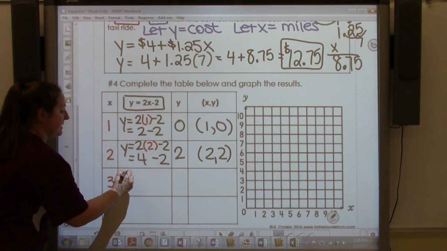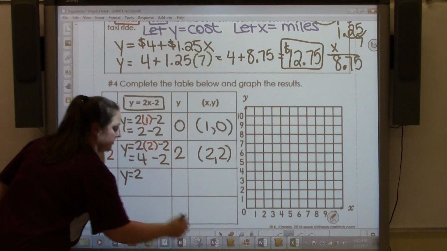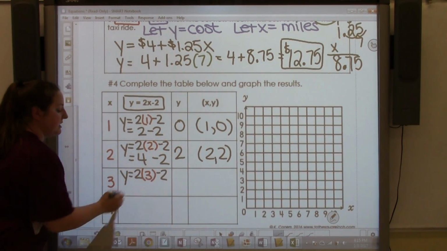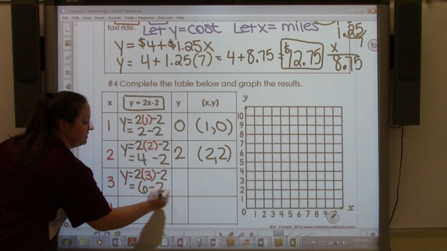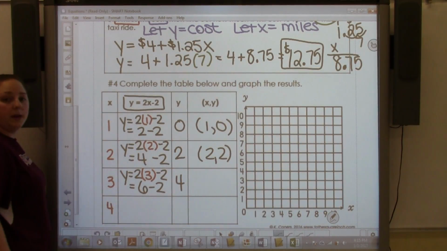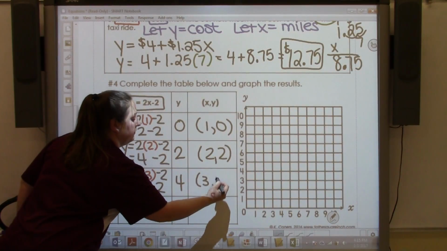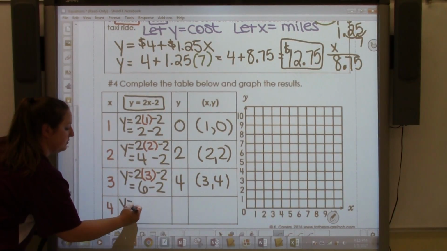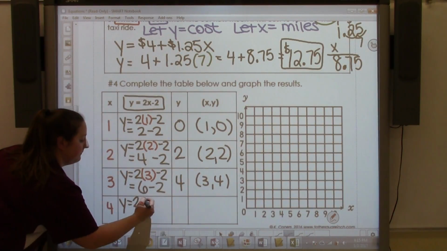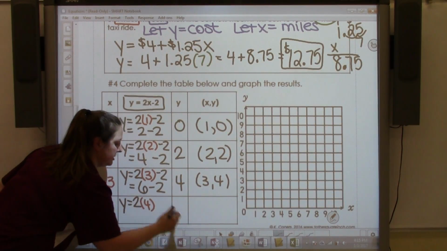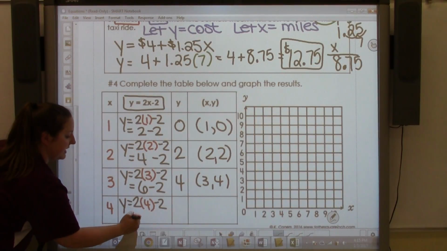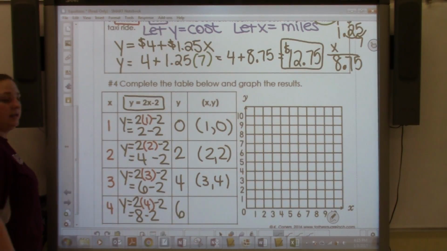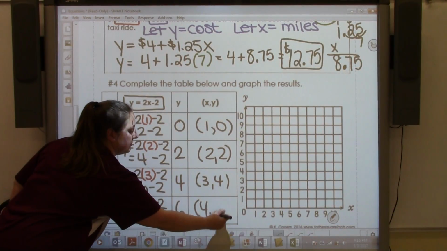Next, y is equal to 2 times, we're using 3 this time, minus 2. And 2 times 3 is 6, minus 2 gives us 4. So my point is 3, comma 4. And last but certainly not least, y is equal to 2 times, we chose 4, minus 2. 2 times 4 is 8, minus 2 is 6. So we have the point 4, comma 6.